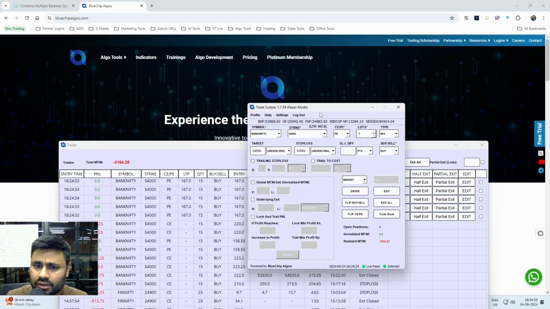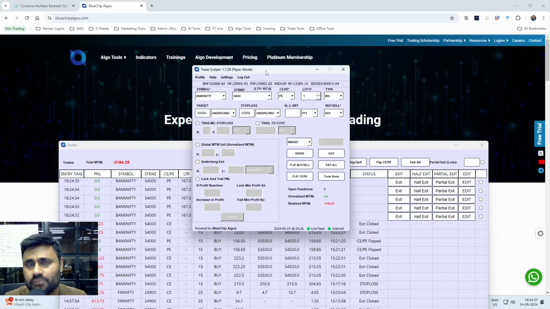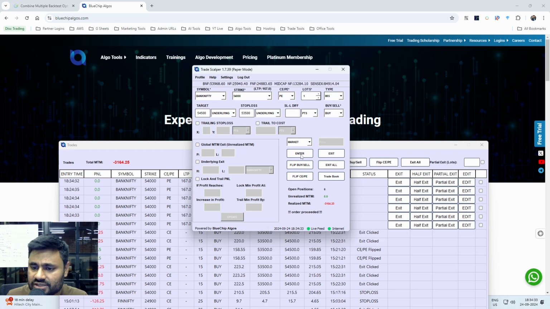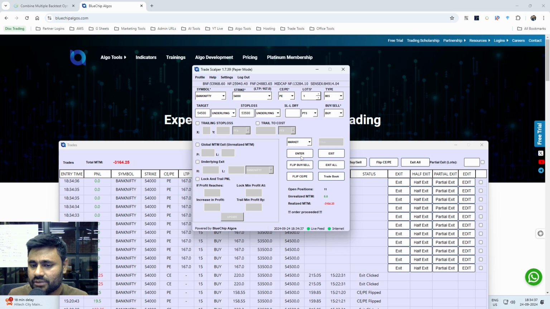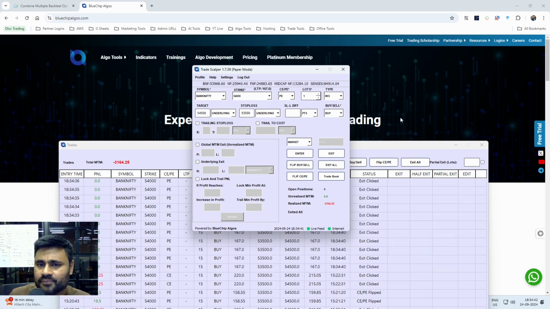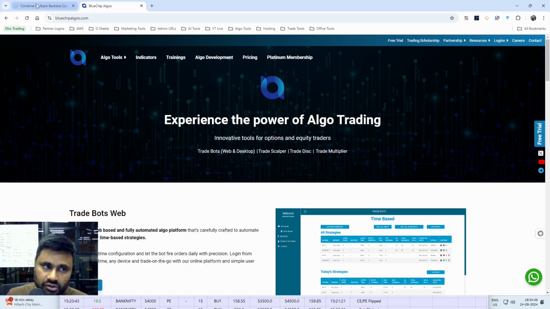For example, if you want to enter more quantity when markets are moving very fast, you can't go to the broker's terminal and do that, right? But if you have this, you can see how fast I can enter. See, I'm entering within milliseconds. I'm entering all these, and if I want to exit, I can exit all that. So the point here is you need to have such powerful execution tools.